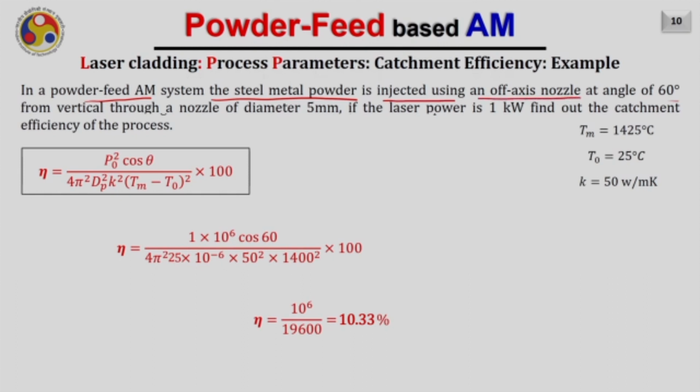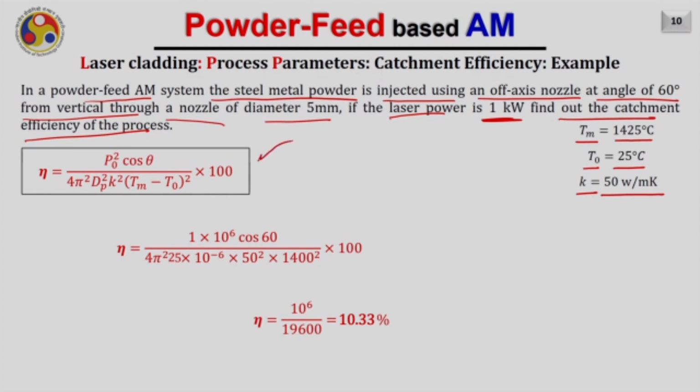Another example: in a powder feed additive manufacturing system, steel metal powder is injected using an off-axis nozzle at an angle of 60 degrees from vertical, through a nozzle of diameter 5 mm. If the laser power is 1 kilowatt, find the catchment efficiency of the process. It is a very straightforward question. It is also given that the melting point of the steel is 1425 degrees centigrade, the ambient temperature is 25 degrees centigrade, and the thermal conductivity is 50 watt per meter Kelvin.